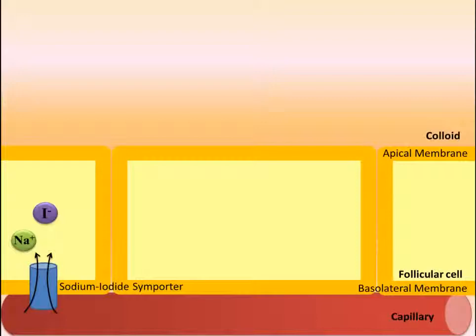Follicular cell vesicles contain the enzyme thyroid peroxidase. This enzyme oxidizes the iodide anion into iodine. While the follicular cells are trapping the iodide, the glycoprotein thyroglobulin is being synthesized by follicular cells. The thyroglobulin travels through the secretory pathway from the ER into the Golgi body and is packaged into secretory vesicles. These secretory vesicles then fuse with the apical membrane of the follicular cell, releasing thyroglobulin into the colloid.